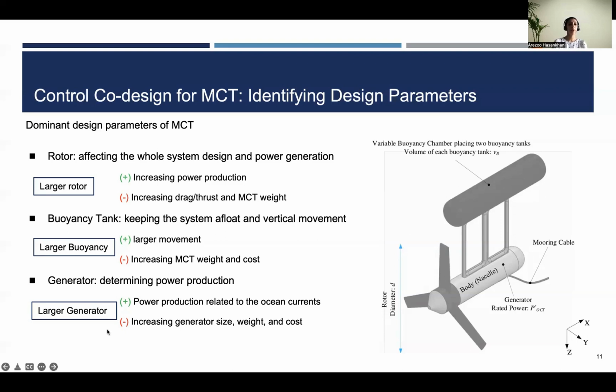The last design parameter is generator, which determines the power production from our system. By having a larger generator, we can increase the power production from the system, which is also related to the ocean current velocity, but it also increases the system size, weight, and cost.